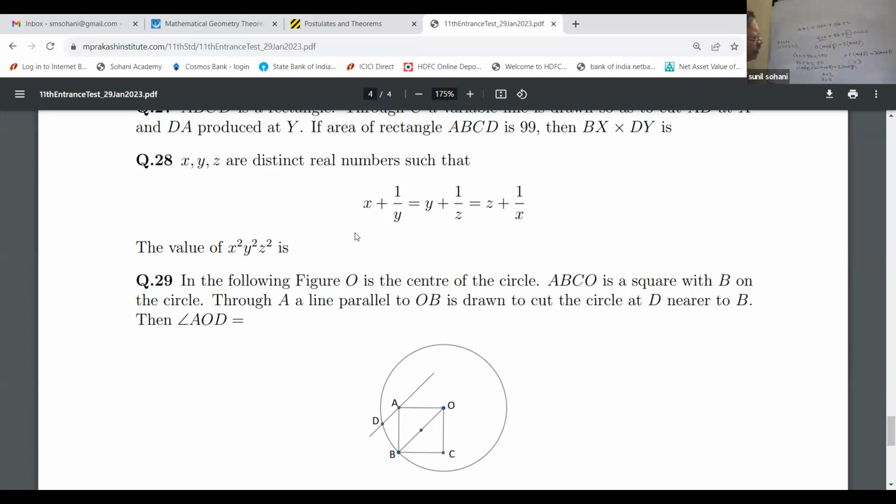And again, we are not worried here about the solution. We don't have to show the solution to anyone. You just have to crack the answer. Can I proceed to the next question, question 28? Yes, sir. Okay.